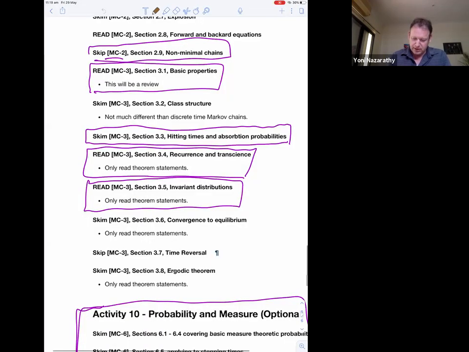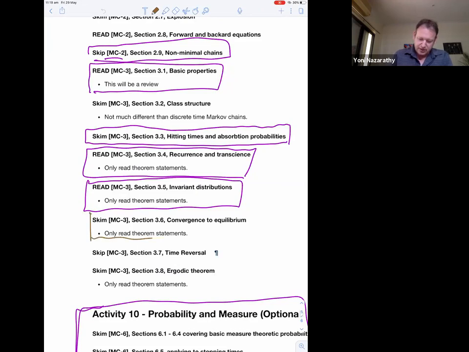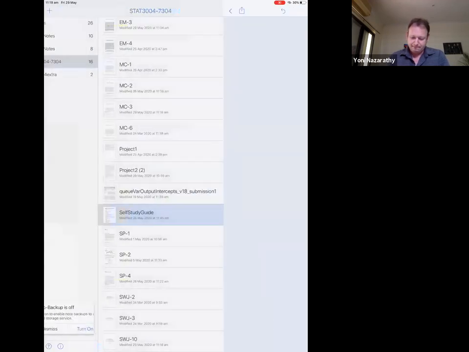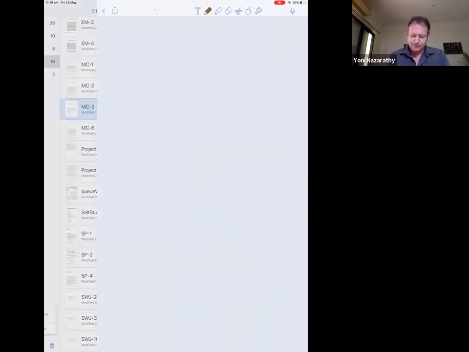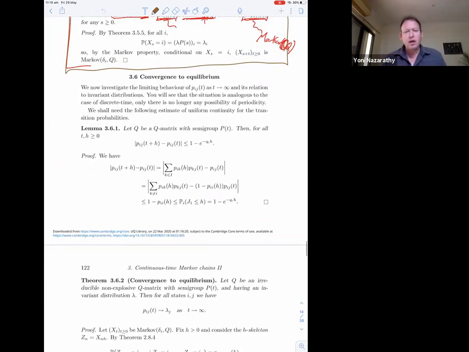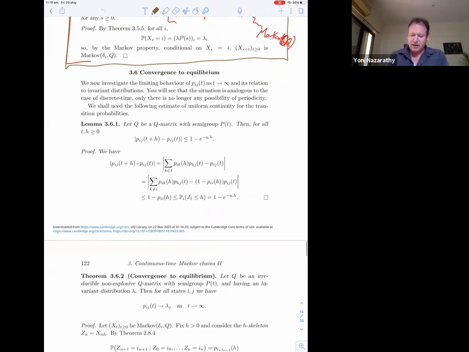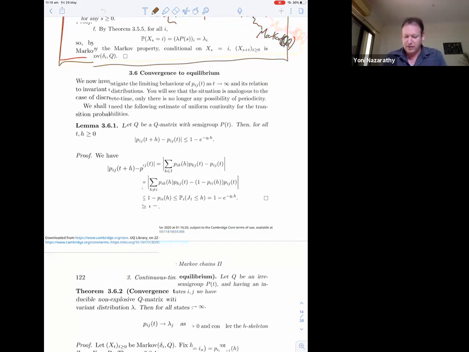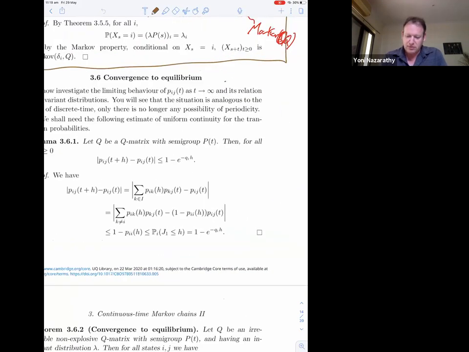So we're here. Skim section MC3, convergence to equilibrium. There's quite a lot to know about convergence to equilibrium of discrete time Markov chains and continuous time Markov chains. And should we have focused on other things in the book, one aspect that this is important for, for example, is in this field called MCMC.